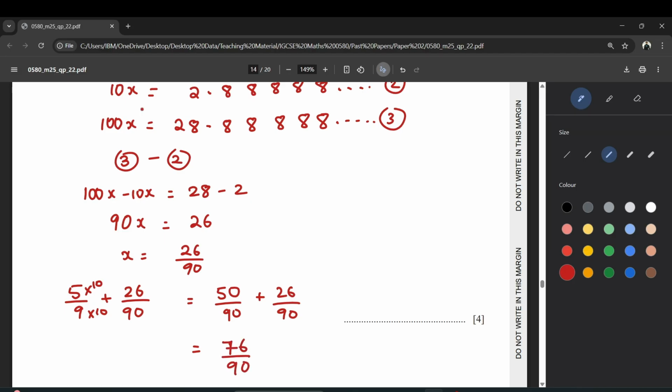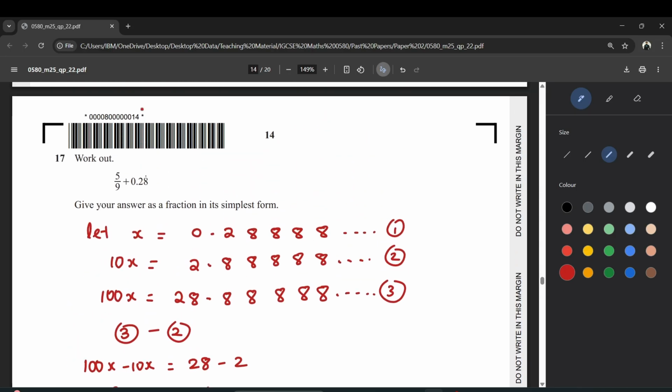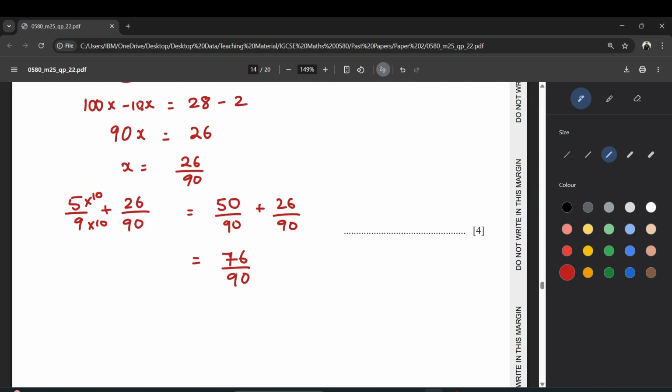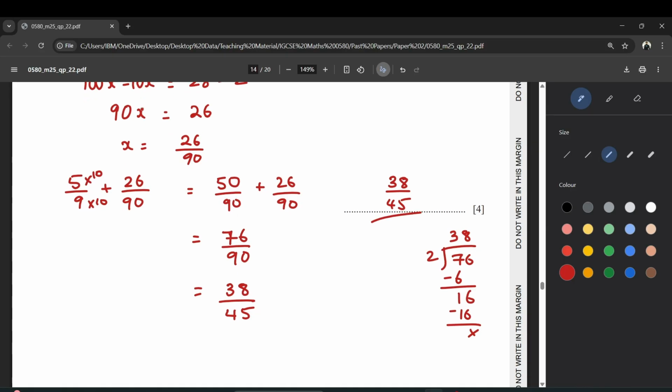Now, because the question clearly says that you need to give your answer in its simplest form, we are going to divide this by 2. 76 divided by 2. So 2 times 3 is 6. That is 1. 6 comes down. 2 times 8 is 16. So the answer is going to be 38, and 90 divided by 2, that is 45. So 38 over 45, that is your final answer. Okay.